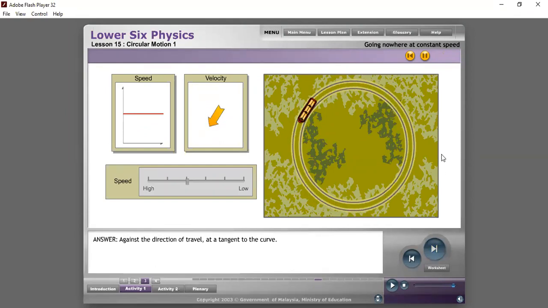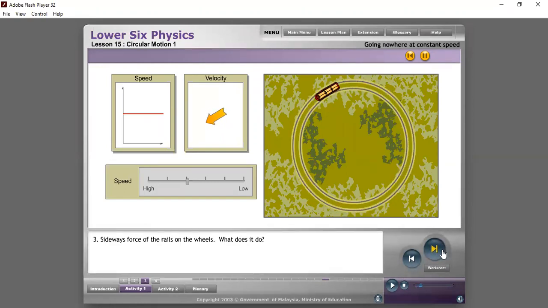So this means that if the action is moved forward, the friction will be the reaction. That means the friction is always against the motion, against the action. So it will be in the opposite direction.